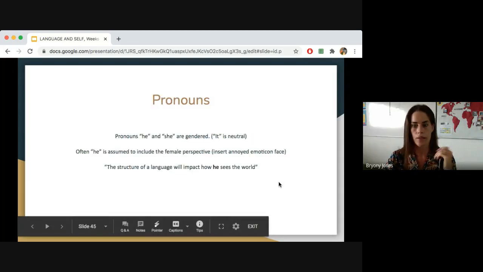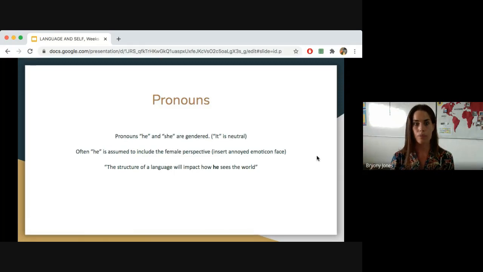All right, so this is where we can look at pronouns. He and she are gendered pronouns, right? We have he, she, it. Those are our three main pronouns, they also. It and they are neutral, right? Like if you're talking about a dog and you don't know if it's a girl or a boy, you can call it, right?